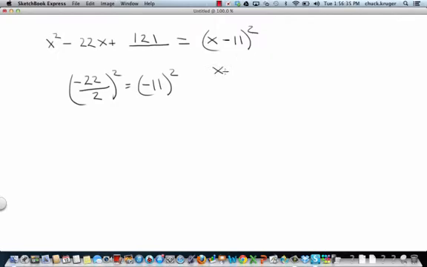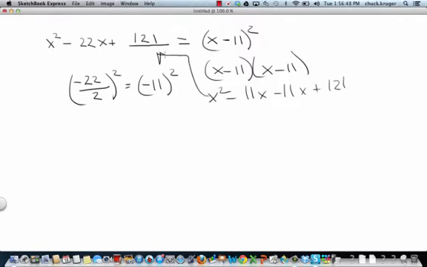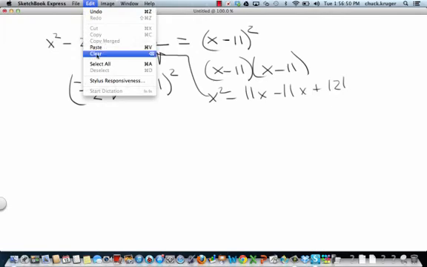If I multiply this out, I get x² − 11x + 121. There's my trinomial square. Right? Let me try one more. Well, actually, I'm going to try two examples here. Blank x + 100. Well, what would I do here? I would take the square root of 100. I get 10.